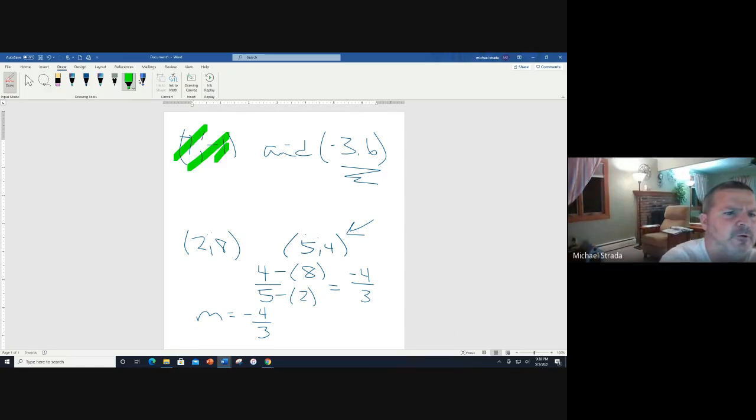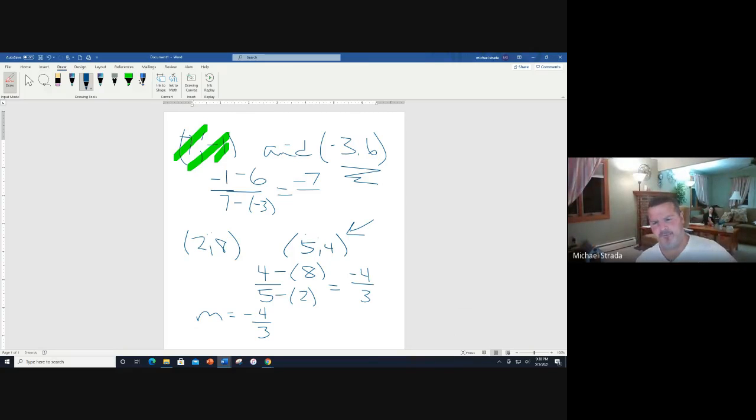All right. So if I started with the first point, negative 1 over 7, minus, minus, and then that would be 6 over negative 3. Remember your sign number rules. Negative 1 minus 6 becomes negative 1 plus negative 6, which is negative 7. And 7 minus negative 3 turns into 7 plus 3, which is 10. So once again, we would have a negative slope of negative 7 over 10.